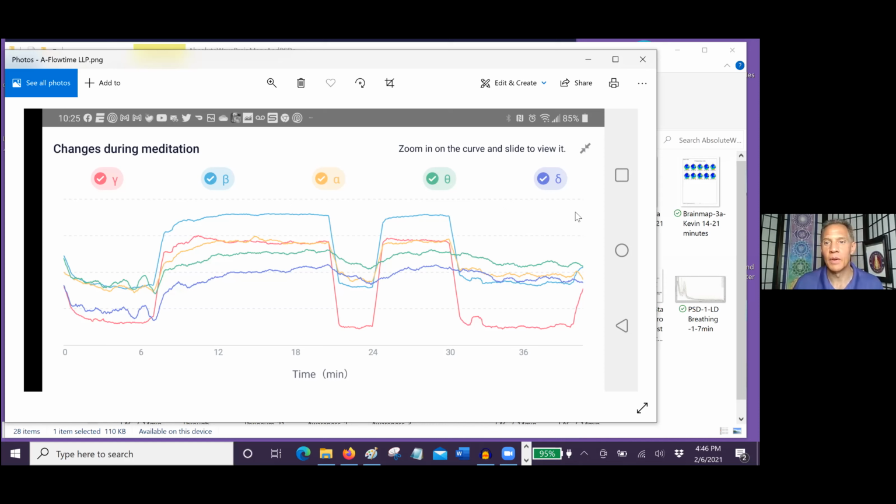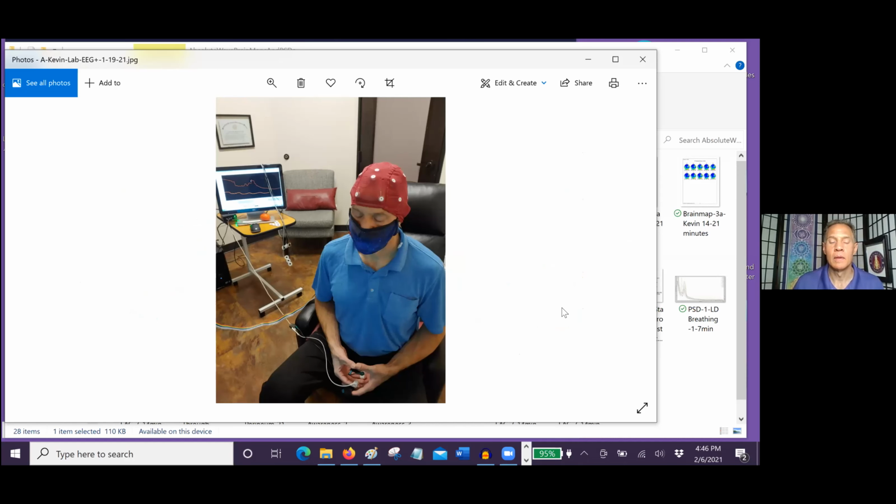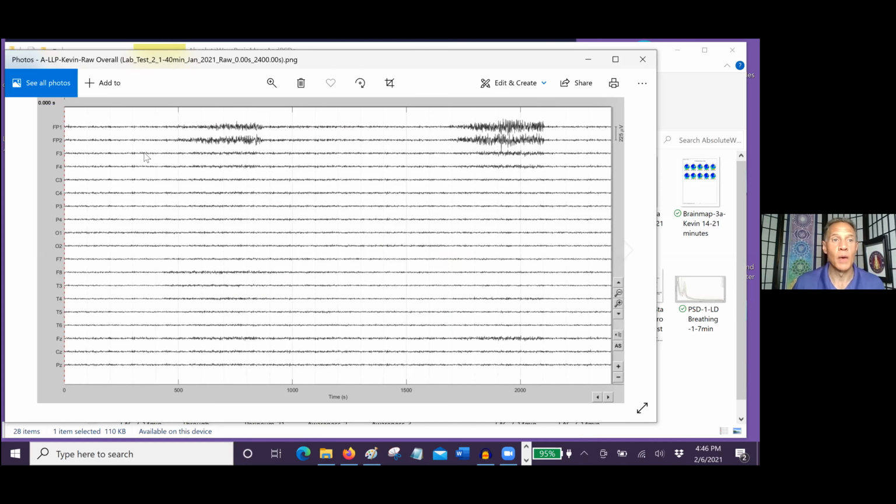All right, so that was Flow Time. Now, I went into the lab again. This is my second trip into the lab. And this time, in addition to this 19 electrode cap, I had a temperature sensor, a heart rate sensor, and galvanic skin response sensor. And so they gave some additional information, as well as the brainwaves. And here you see the raw data.